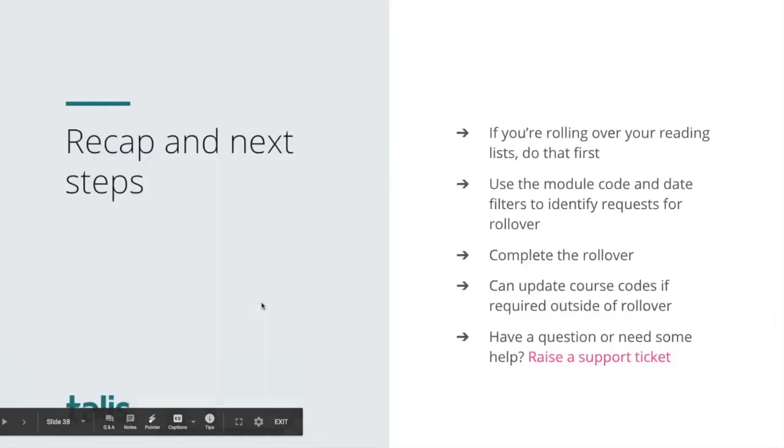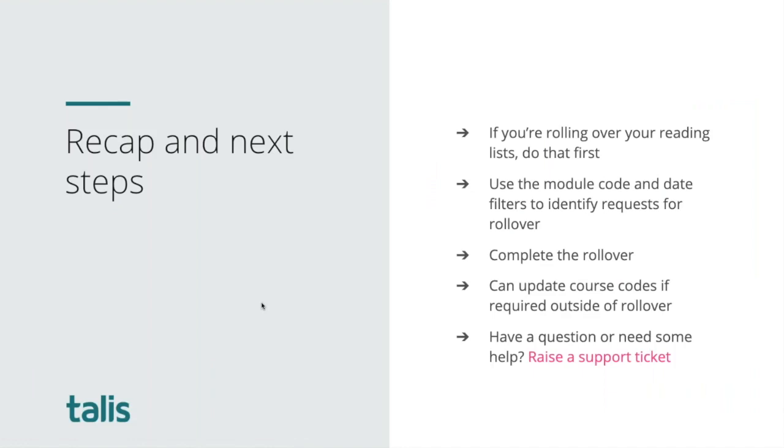So a recap. If you're rolling over reading lists, do that before you do your digitisations rollover. Use the module code and date filters to identify the requests for rollover so that you've got a structured process for rolling over your requests. Complete the rollover and watch out for those validation checks. If you're not sure whether to override, you can remove them from your queue and then just do an investigation.